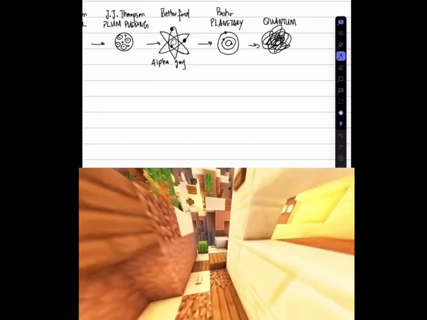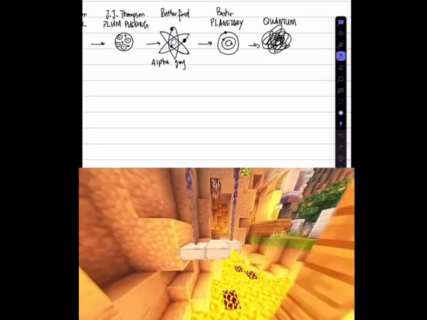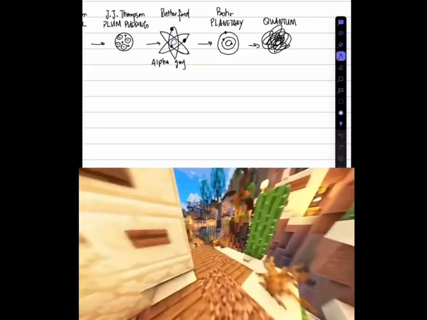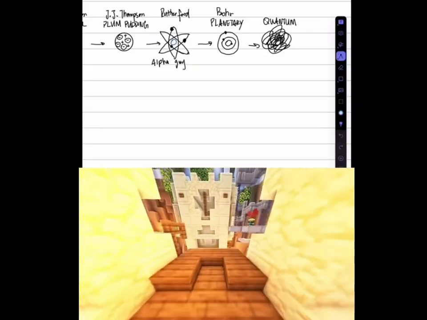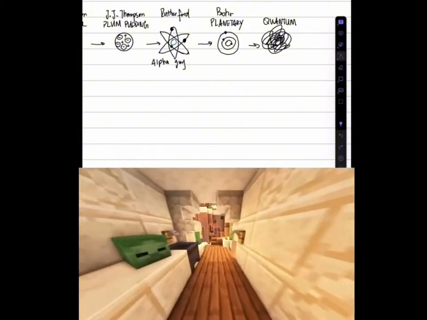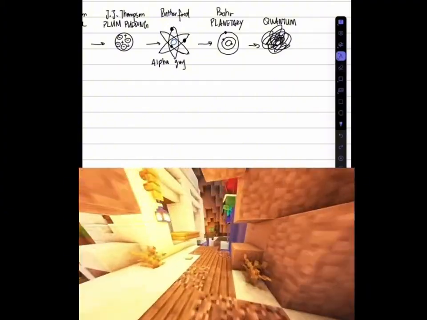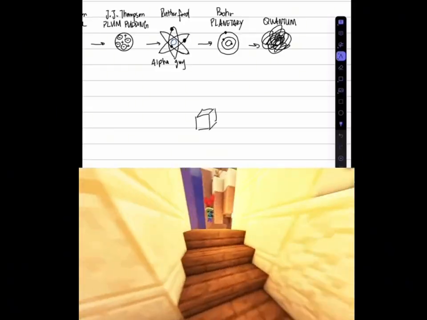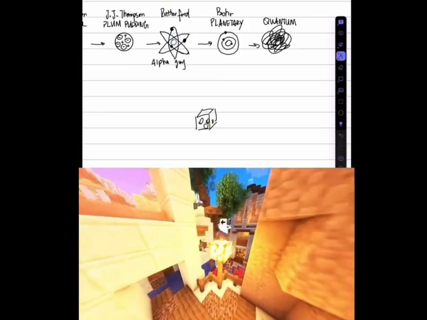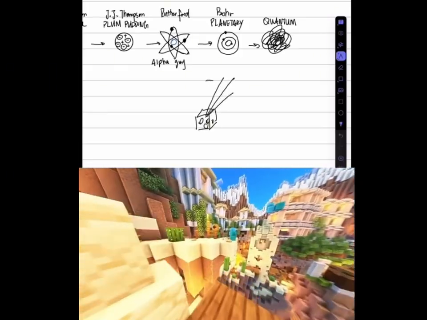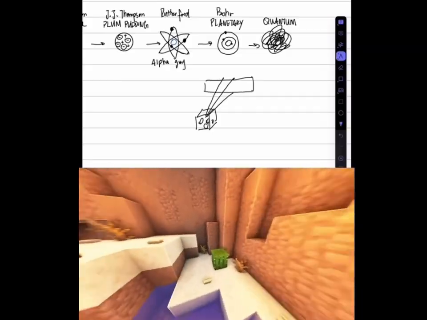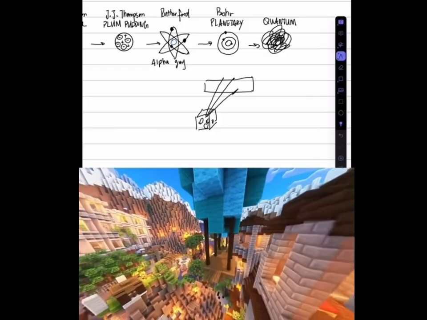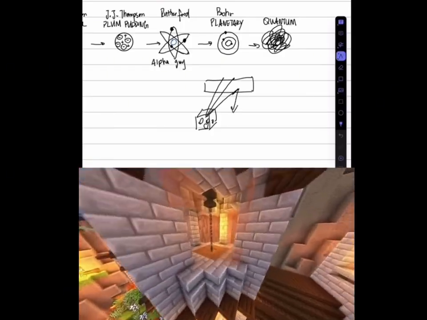space between it. So how he found out about this was through an alpha scattering experiment that some of you might have heard of before. So basically what happened was he had the particle, and then he shot them with alpha rays through a gold foil, and then what he noticed was that some of the particles that he shot ricocheted back. Some of them went through, and it wasn't a lot of them that ricocheted back.